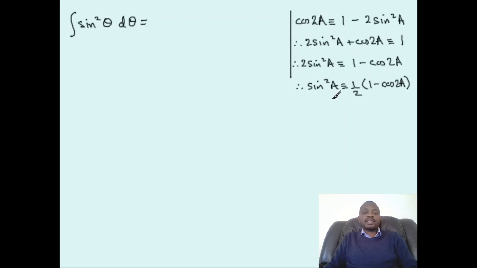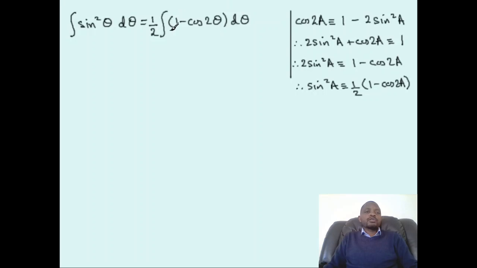So which means in this case, our a could be substituted by theta, which means we can use that theta in place of the a, and then we can use half, 1 minus cos 2a in place of the function of sine squared a. So we're going to do this. We're going to write half the integral of 1 minus cos 2 theta, sorry, with respect to theta.